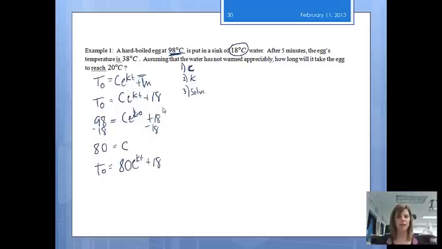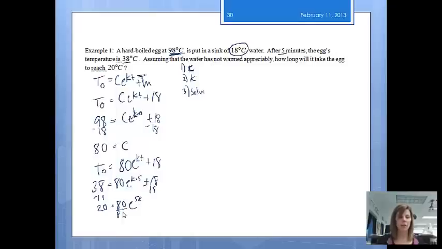Now I need to find K. It did tell us that after 5 minutes, the egg's temperature has drastically reduced to 38. So from here, we can go ahead. The temperature of the object is now 38. It took 5 minutes for that to happen. Okay, and now we will be solving for K. So I'll start by subtracting 18. Then I'll get 20 equals 80 e to the 5k.